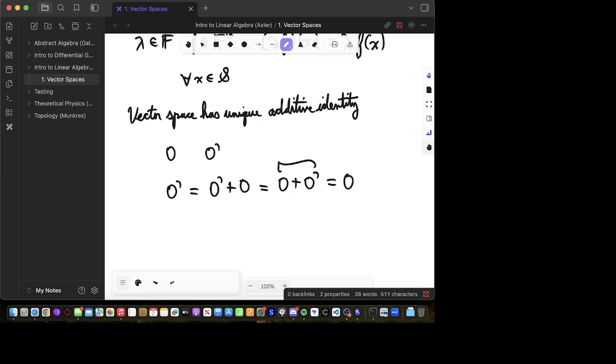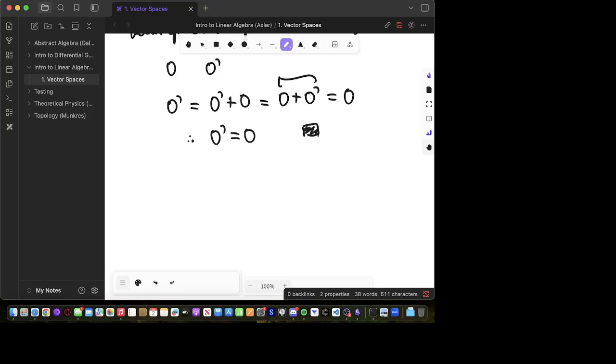And therefore, these two identities are exactly the same. Therefore, no matter how many supposed additive identities there are, you can always prove they're the same via this method. Therefore, a vector space must have only one additive identity. So that's a pretty simple proof. Let's move on to the next one.